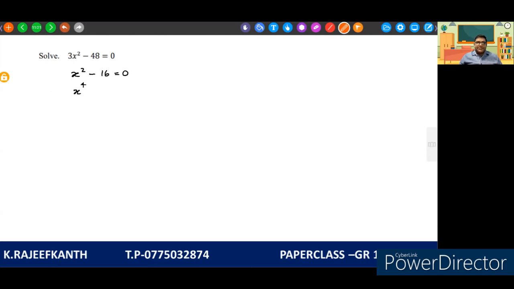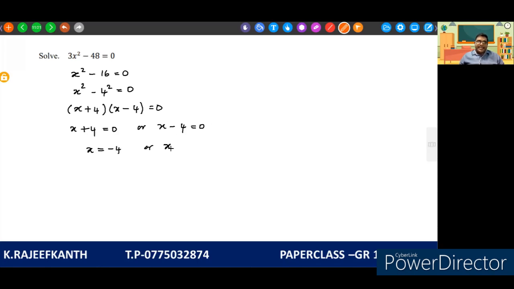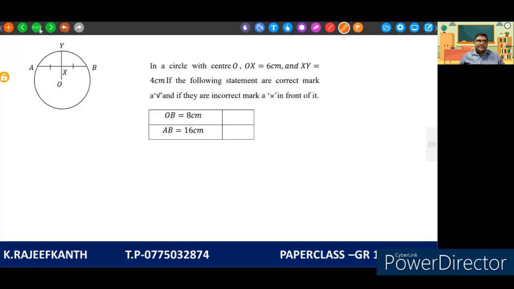Now we can arrange this as a difference of two squares, a squared minus b squared. So first we write x plus 4 and x minus 4 is equal to 0. If x plus 4 is equal to 0, or x minus 4 is equal to 0. If x plus 4 equals 0, then x is equal to minus 4. If x minus 4 is equal to 0, then x is equal to 4. Then the solutions are minus 4 and plus 4. Right? Next one.